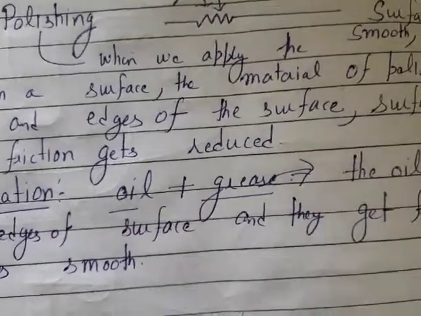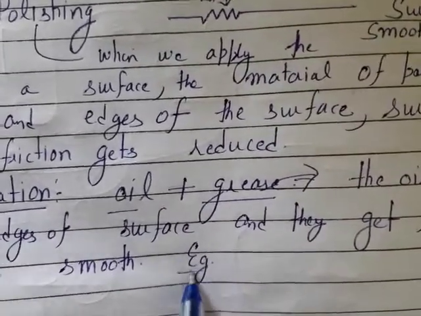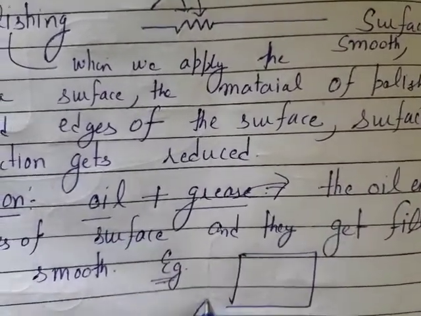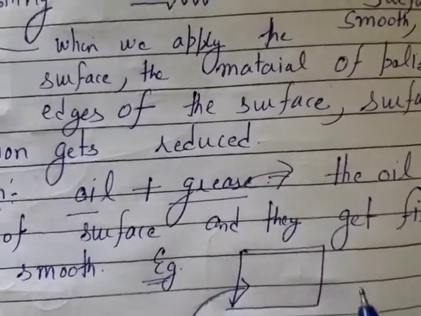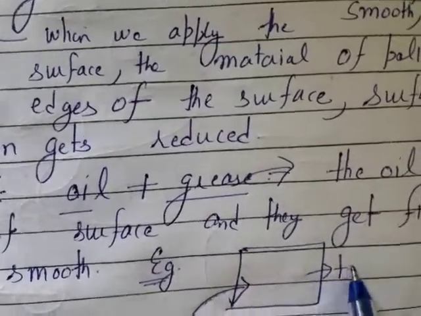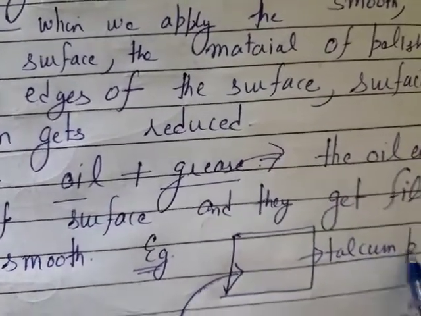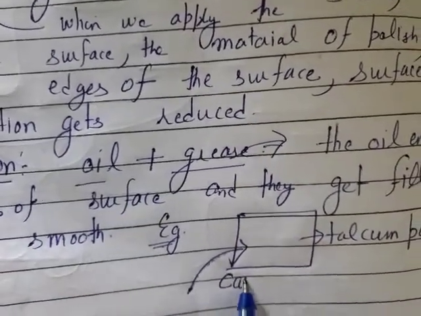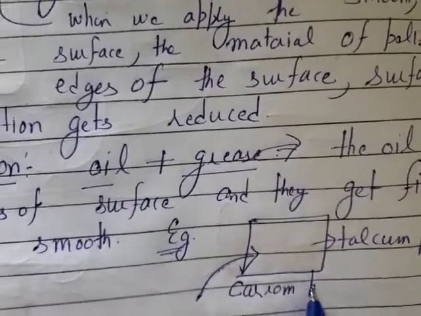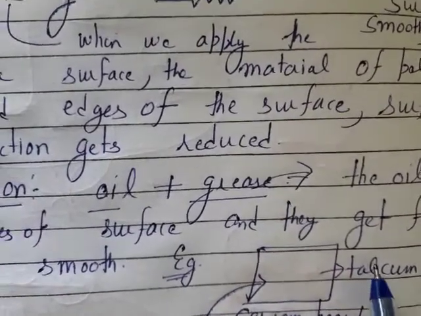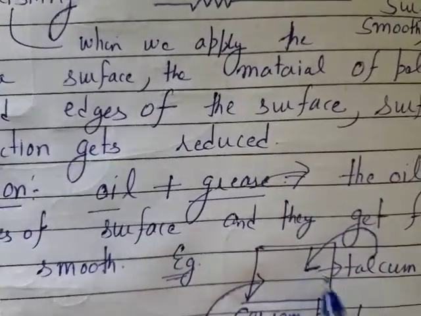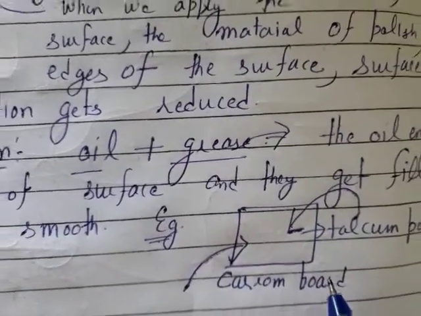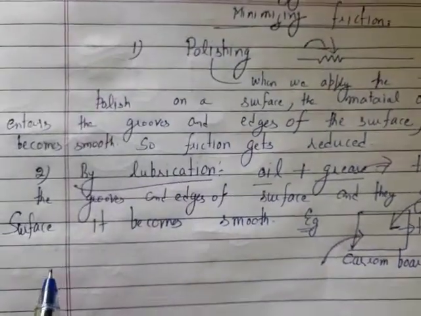In the same way, we can take the example of the game of carom board. We sprinkle talcum powder, and its name is talcum powder, to reduce the friction. When we are playing carom board, we spray talcum powder on the surface of the carom board in order to reduce the friction. Same concept. This is the second method.